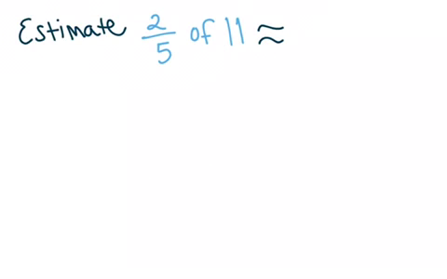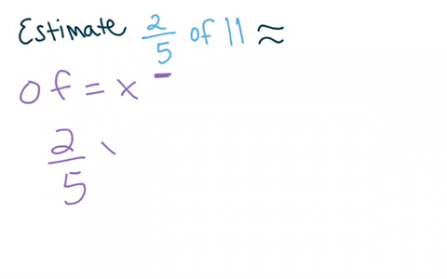Same thing here. We have 2/5 of 11. When you see the word of, that means that you're going to multiply. I'm just going to write the multiplication sign. So of equals multiplication. Again, we have 2/5 of 11. So we want to look at our denominator, which is our bottom number. What number can 5 go into that's close to 11? 10. You guys are so smart. So we're going to do 2/5 times 10.